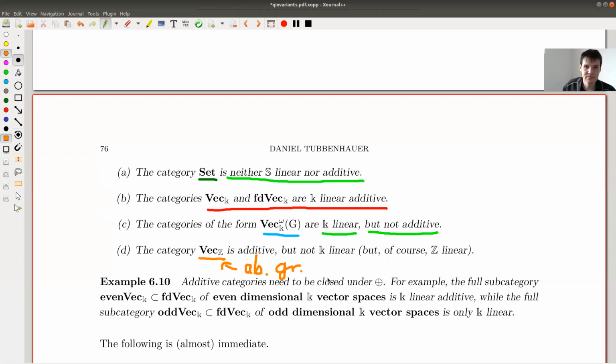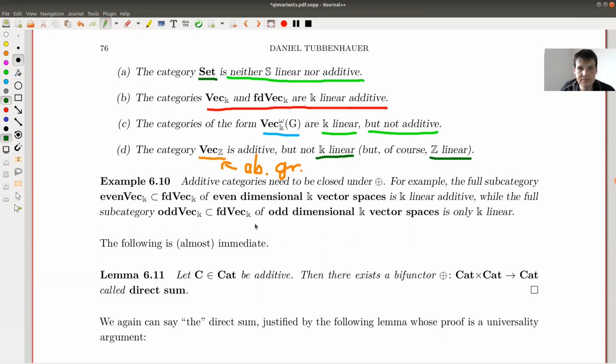Anyway, this is not k-linear for any field by definition, because there are no scalars beyond the integers. Okay, of course it's Z-linear by definition. All right, so basically versions of vector spaces are linear or additive in one way or the other. And this example is also a little bit funny, so let's do it.